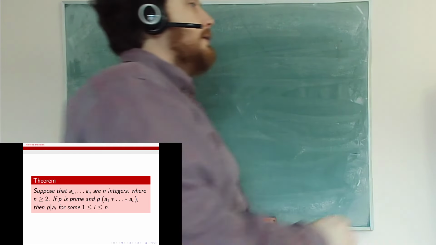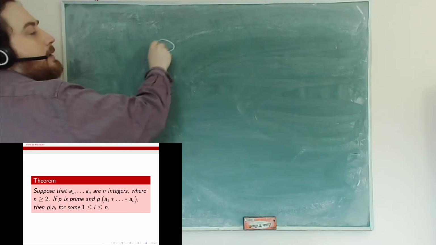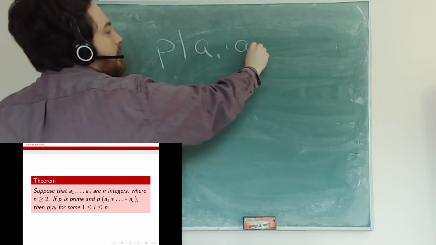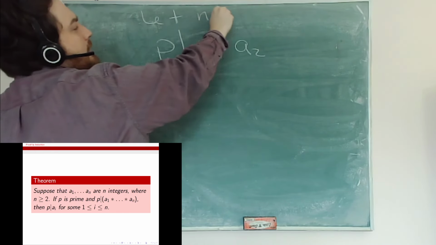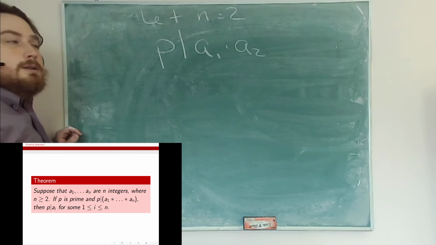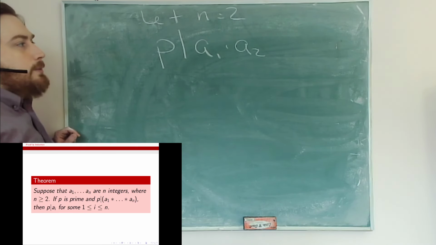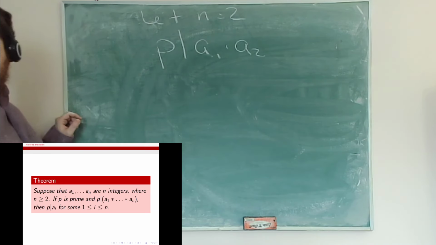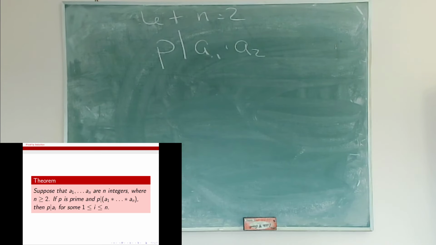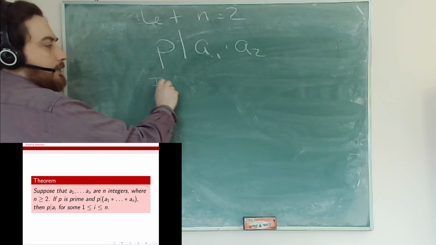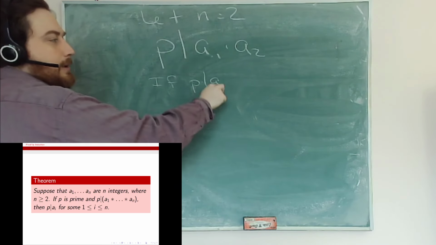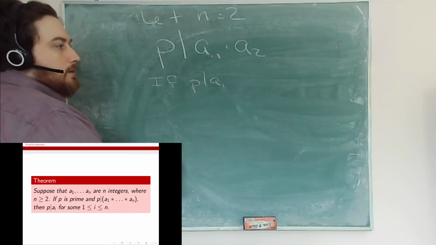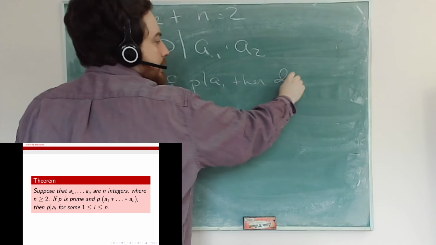I need some more chalk. Let's suppose that P is prime and it divides A1 times A2. So we're going to let n equal 2. If P divides A1 times A2, what I want to show is that P either divides A1 or P divides A2. So if P divides A1, I'm done, right? If P divides A1, I get that P divides A1 or A2. So I'm just going to say then done.